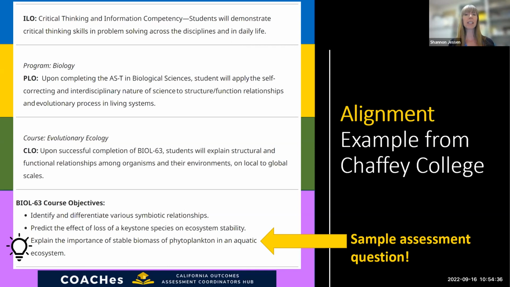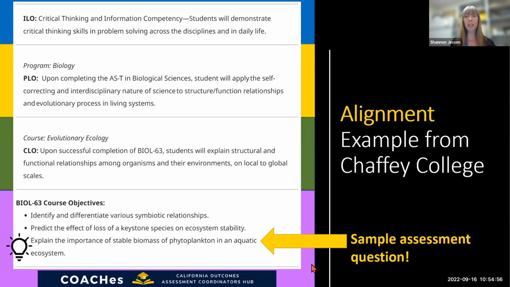But if alignment is intentional, which is what I'm trying to show here, then the assessment actually does still provide indirect but tangible evidence of students' mastery of a course, program, and potentially also an institutional learning outcome. And that's what the alignment is all about.